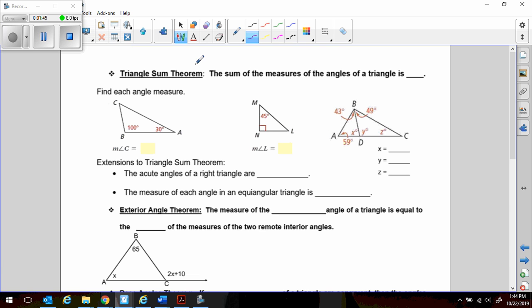The triangle sum theorem says the sum of the measures of the angles of a triangle always adds up to be 180, just like supplementary. So find each angle measure. If this is 100 and this one is 30, what is the measure of angle C? We can add these up. 100 plus 30 is 130, and subtract it from 180 because we know the angles in a triangle always equal 180. 180 minus 130 is 50. So measure of angle C is 50.